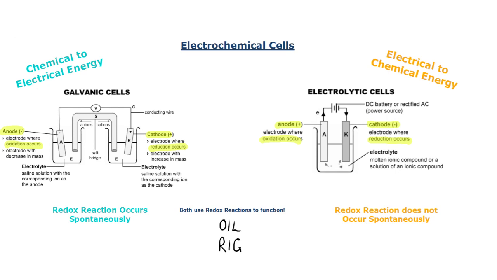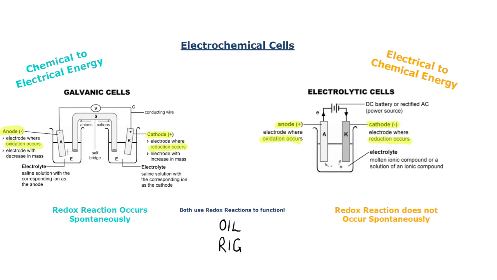That's an important thing to bear in mind: on both the galvanic and the electrolytic cells, the anode is oxidation and the cathode is reduction. But on the galvanic cell, the anode is negative and the cathode is positive. On the electrolytic cell, it's the other way around. The anode is positive and the cathode is negative.